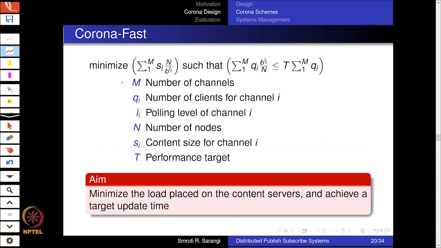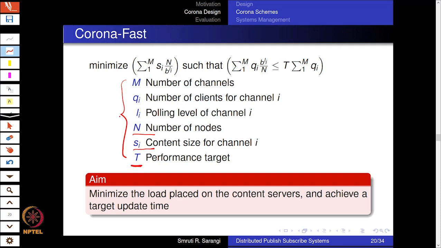So then we define Corona Fast, which is expected to be the fastest. I'll explain in a second why. The terminology remains the same, where M is the number of channels, Qi is the number of clients for channel i, Li is the polling level of channel i, N is the total number of nodes, Si is the content size, and T is a certain constant.